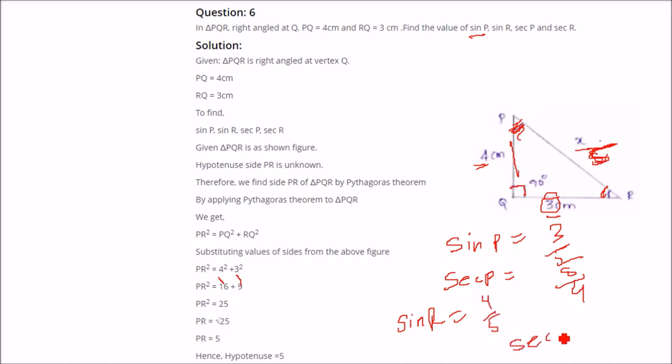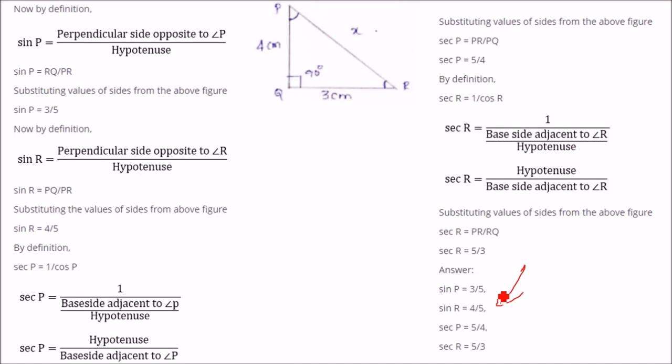And how about sec R? It is hypotenuse by base. For this angle, hypotenuse is 5 and base is 3, so 5 by 3. This is how we get it. These are the values.